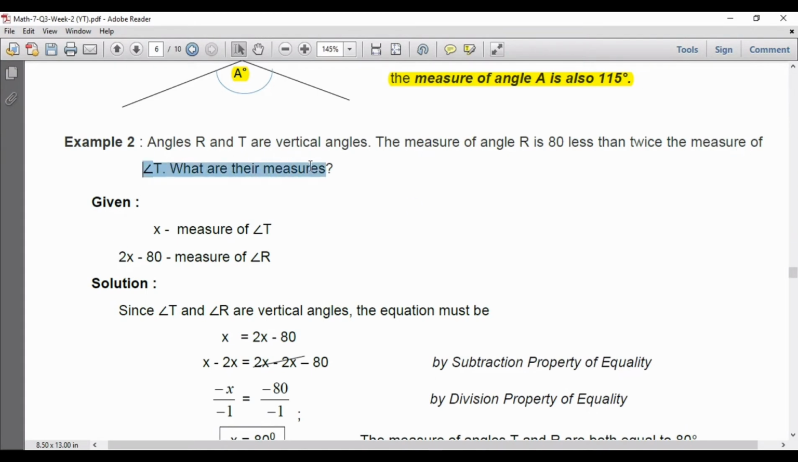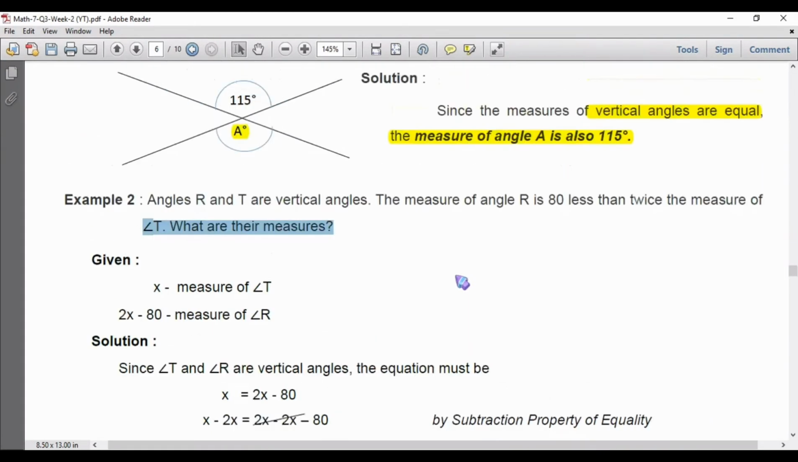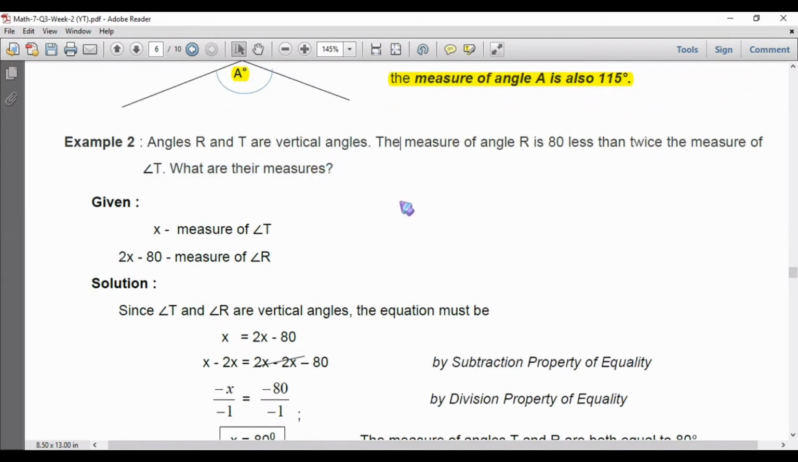What are their measures? So this looks like an equation, a mathematical sentence. The measure of angle R is 80 less than twice the measure of angle T. Let's represent the measure of angle T with a variable, X. Again, it's an algebraic representation. Let X be the measure of angle T.